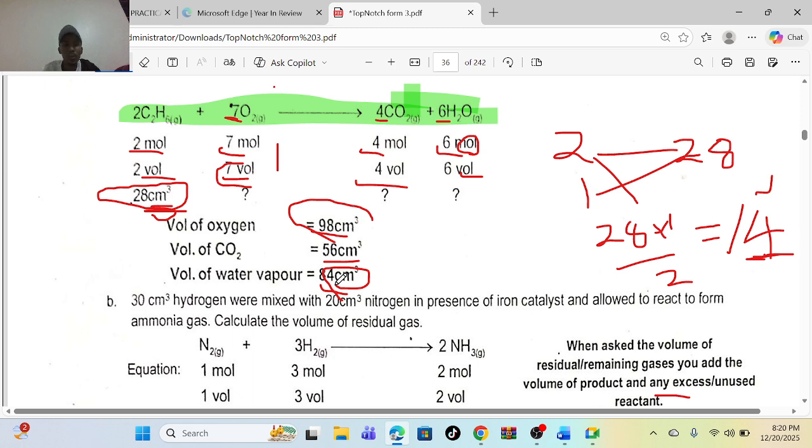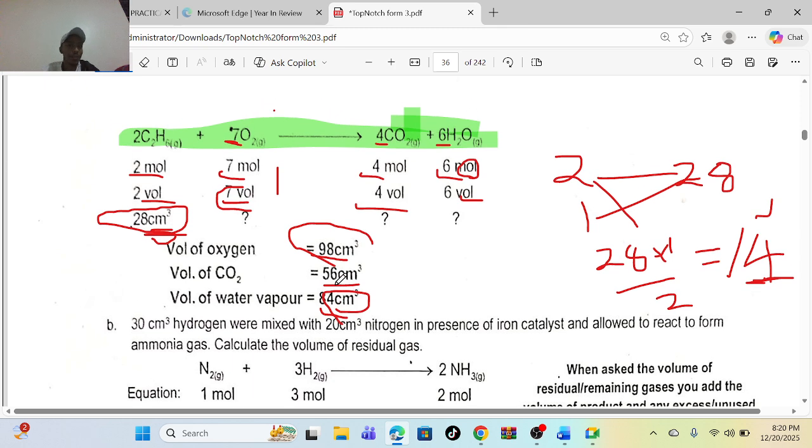Let me repeat, before I ask if you have understood. Number 1, for Gay-Lussac's law, you will be asked to state it, and that is mandatory. Number 2, they will give you a question. Rule number 1, you write the equation. Rule number 2, you balance it. Rule number 3, you take the balancing as volume.